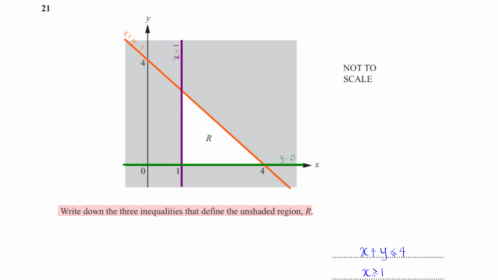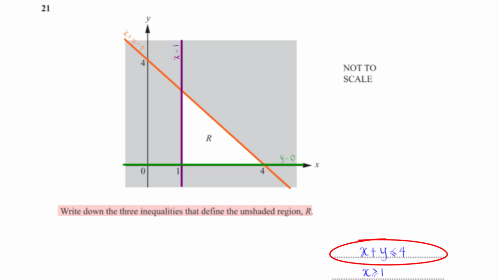Write down the 3 inequalities that define the unshaded region R. First of all, we need to find the equations of the lines bounding the region R. First, we have the x-axis, and the equation for the x-axis is y is equal to 0. We have x is equal to 1, and we have x plus y equals 4. The region R is located below x plus y equals 4. And so the inequality that describes this region will be x plus y is less than or equal to 4.